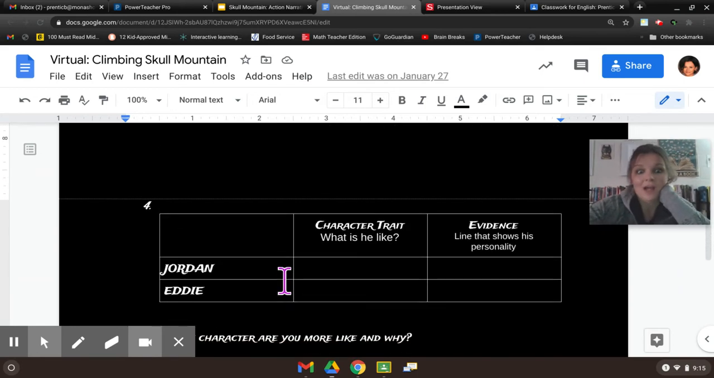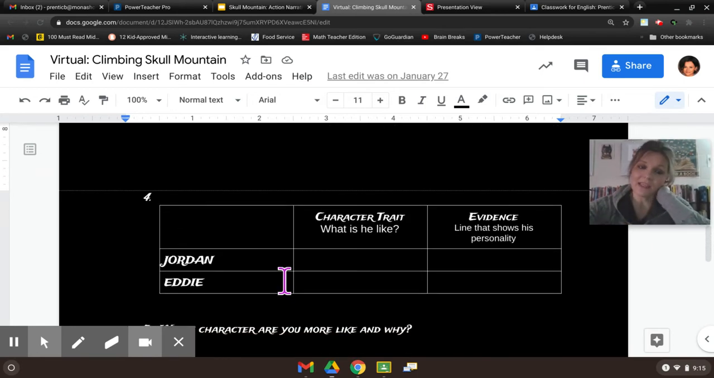And then our big higher level thinking piece is Jordan and Eddie, the two boys in our story. I need you to come up with a character trait. Like, what is an adjective that you would apply for Jordan? Is he cautious? Is he risky?